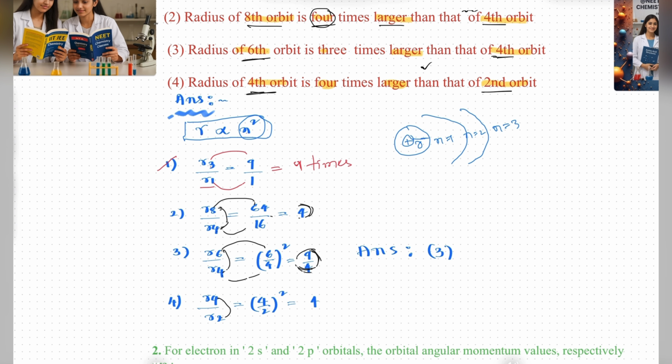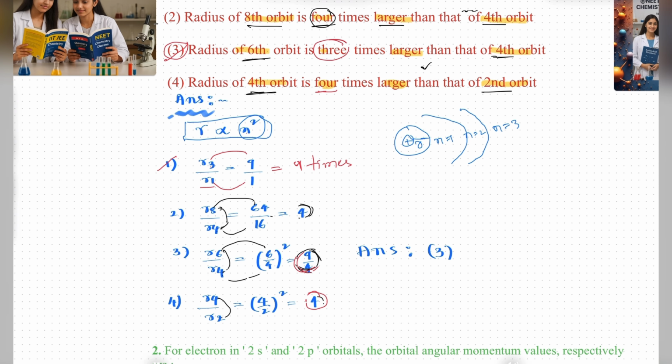So that is, you can see R4 by R2. Last one, we can also go for 4 square by 2 square. So we'll get the answer automatically as 4 by the cancellation. So all the remaining options are correct. Only the third option is incorrect. So that is your answer for this question.